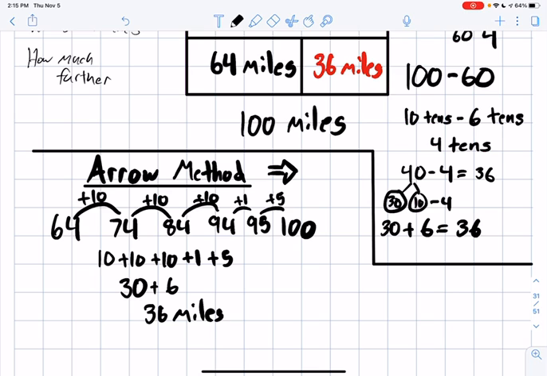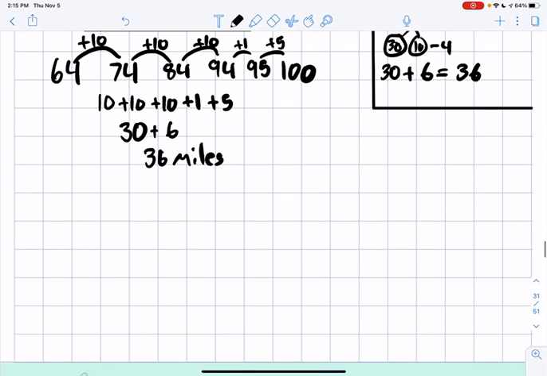Don't forget the miles because we need the units. Because I could be counting hamburgers for all you know, but we need the units. So you don't think I'm counting hamburgers.